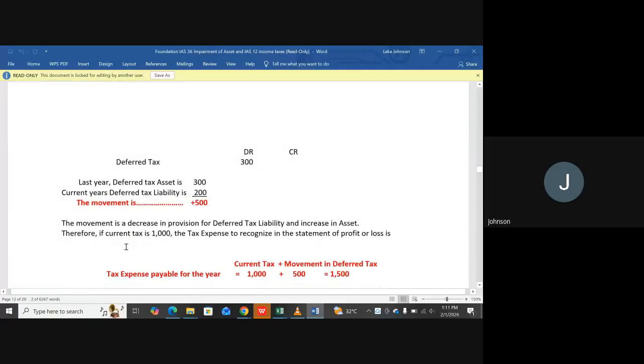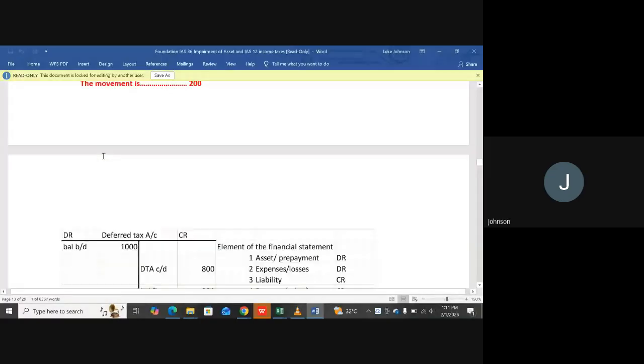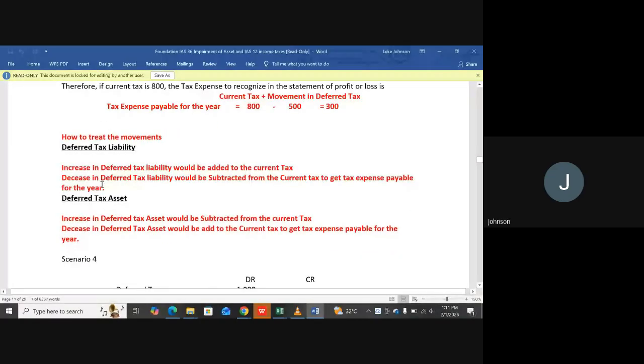So let's take another scenario, whether another scenario will make sense to us. Now, in this scenario, you are having a deferred tax asset of 300. So you have an asset with you. But this year, that asset has disappeared. In fact, you are even having a liability. So the asset has disappeared and we are now having a liability. So what do we do? Now they say a decrease in asset. Let's go and check. A decrease in asset, what would they do? A decrease in asset would be what? Added to the current tax. A decrease in asset will be added to the current tax.